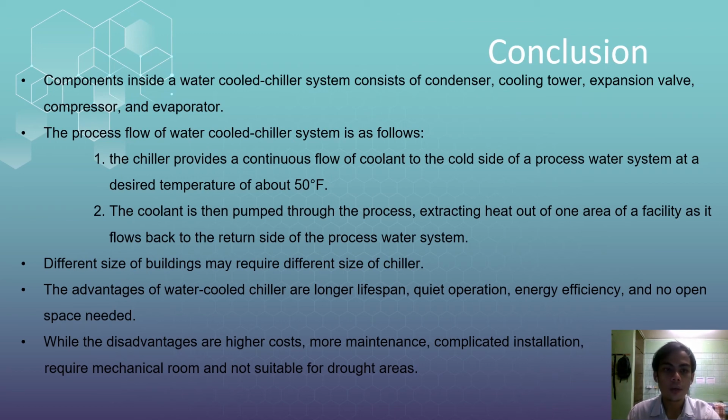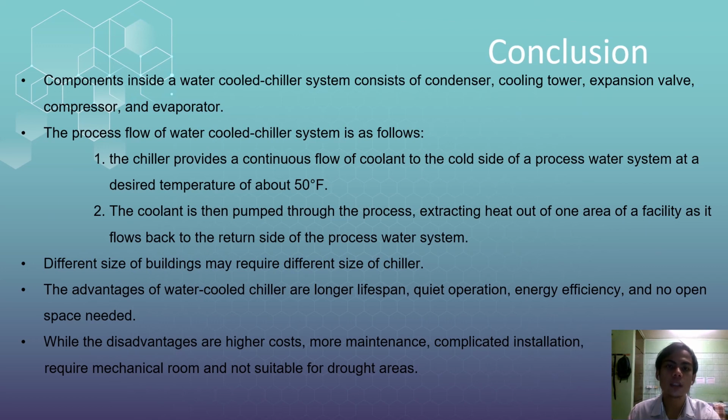Firstly, components inside a water-cooled chiller system consist of condenser, cooling tower, expansion valve, compressor, and also evaporator. The function of the condenser is to remove heat from the refrigerant which was picked up by the evaporator. The cooling tower is used to cool water and is a huge heat exchanger, expelling building heat into the atmosphere and returning colder water to the chiller.